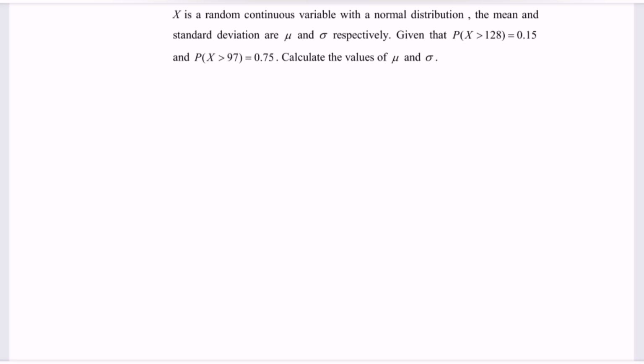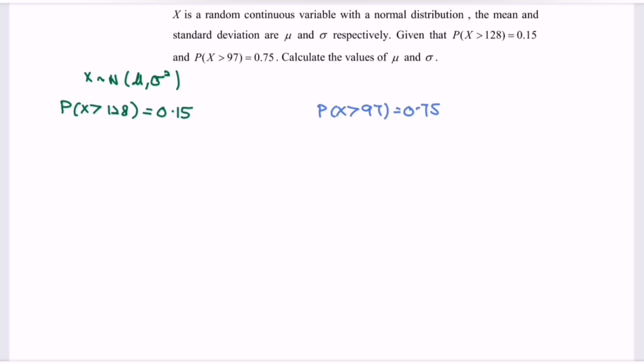X is a continuous random variable with a normal distribution. So here we have X is normal with the mean mu and standard deviation squared, which is the variance. Given that, we have the question: the probability that X is greater than 128 equals 0.15. Another one, we have the probability that X is greater than 97 equals 0.75. So kindly refer to the questions. First, what we have to do is standardize. Greater than 128 minus mu over the standard deviation equals 0.15.